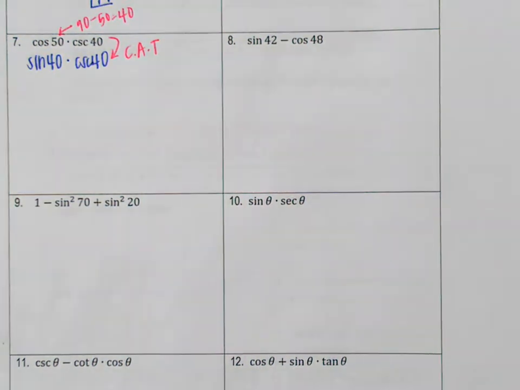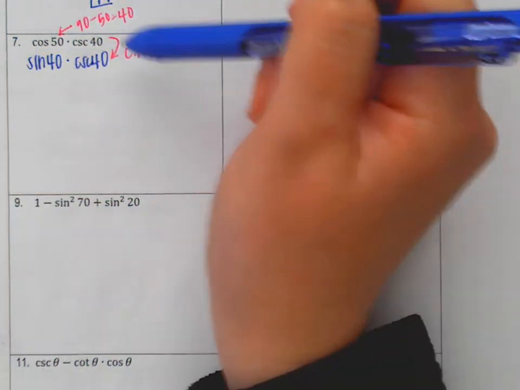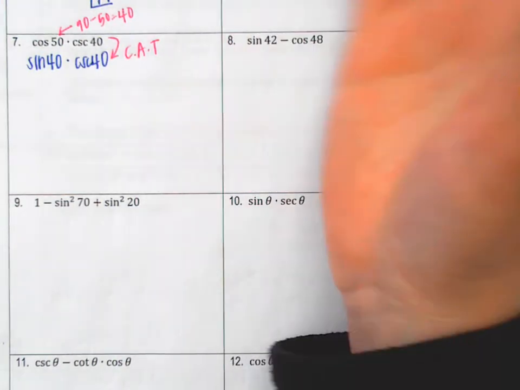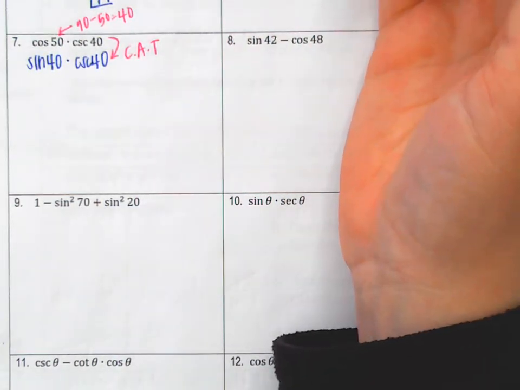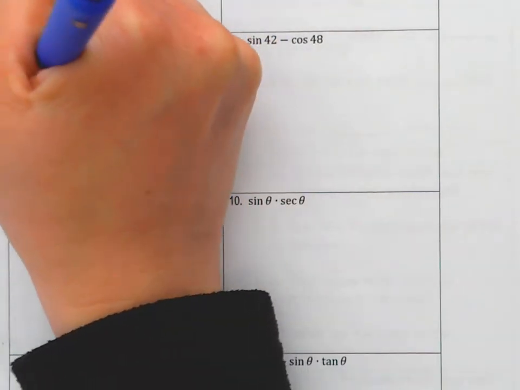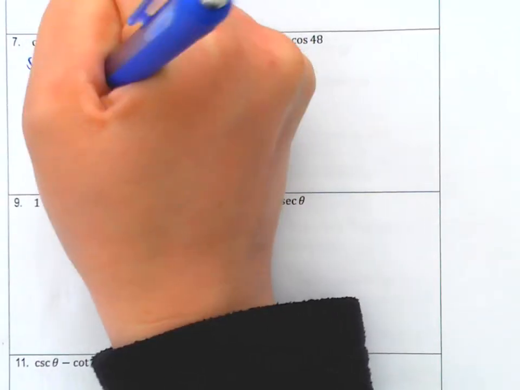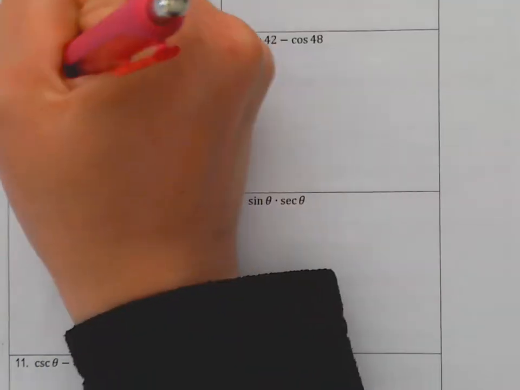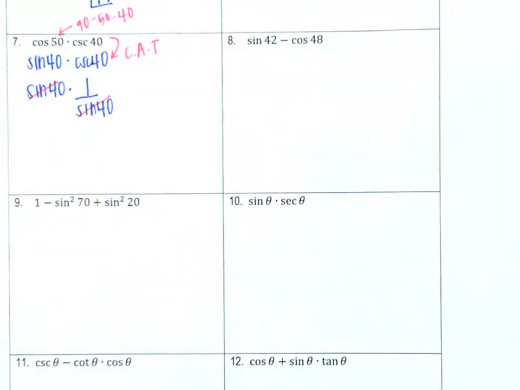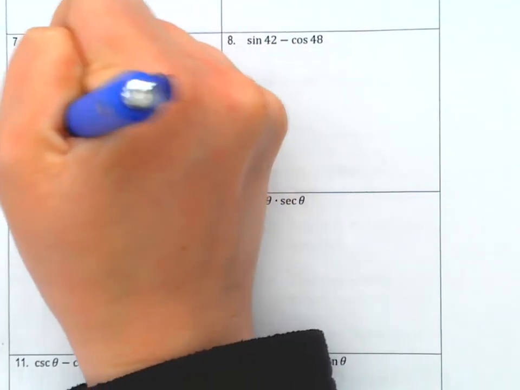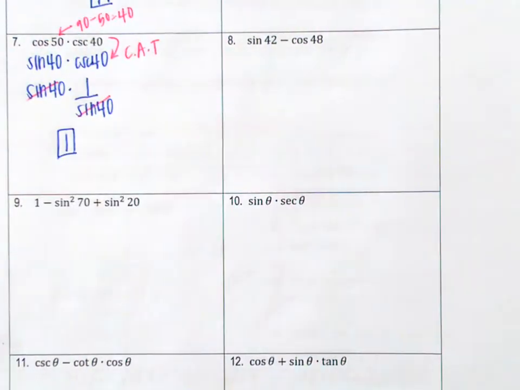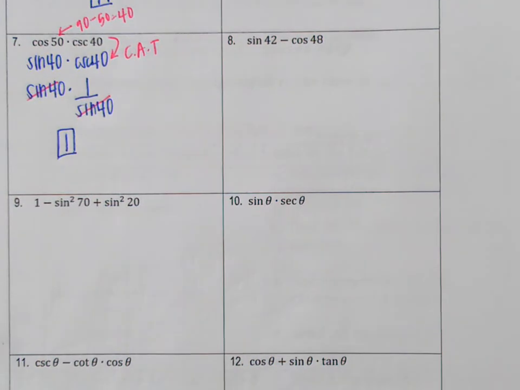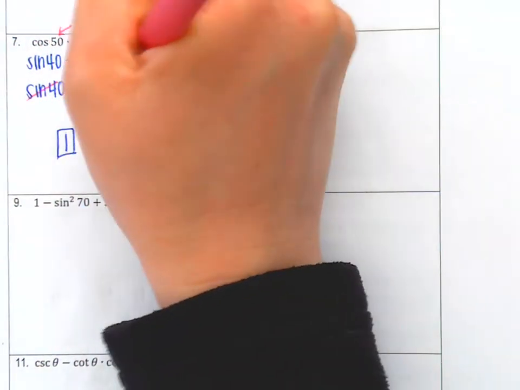Okay, so then I want to always change cosecant or secant, one of those, into terms of sine and cosine. So I'm going to keep sine of 40 the same, but I'm going to rewrite cosecant as 1 over sine of 40. Well, hopefully you notice what's happening here. Sine of 40 and sine of 40 is going to cancel, and I'm left with 1. These have a common theme, I know. So this one we use the reciprocal identity.